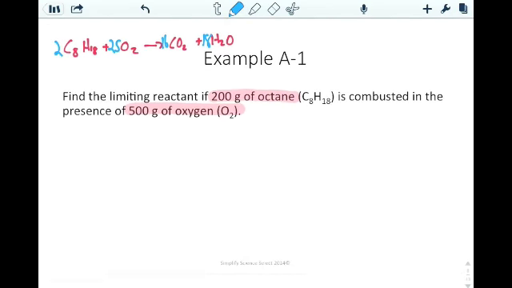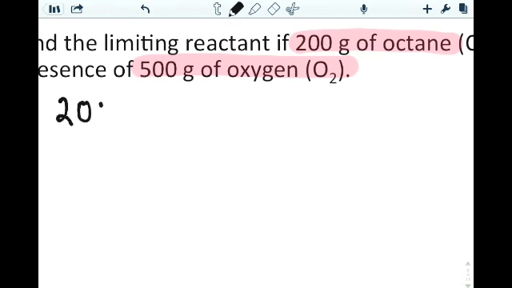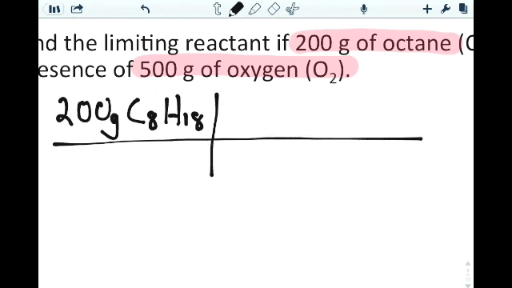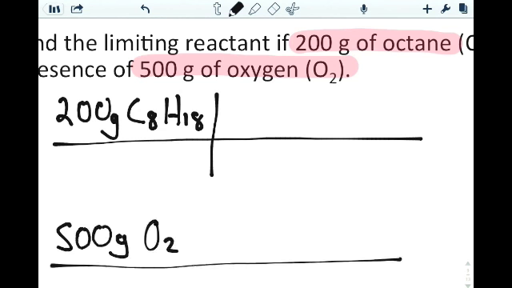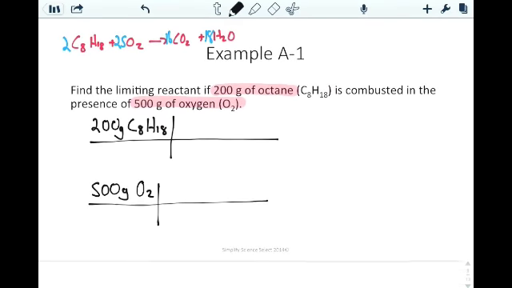So from here, we can go ahead and work everything out. We always start with the number the problem gives us. So we're going to start with our 200 grams of octane, C8H18. Remember, we need it in moles because we're going to look at how many moles we need in the reaction. So 500 grams of our O2. Okay, so we need the molar mass of both of these. So our octane is going to be right around 114.